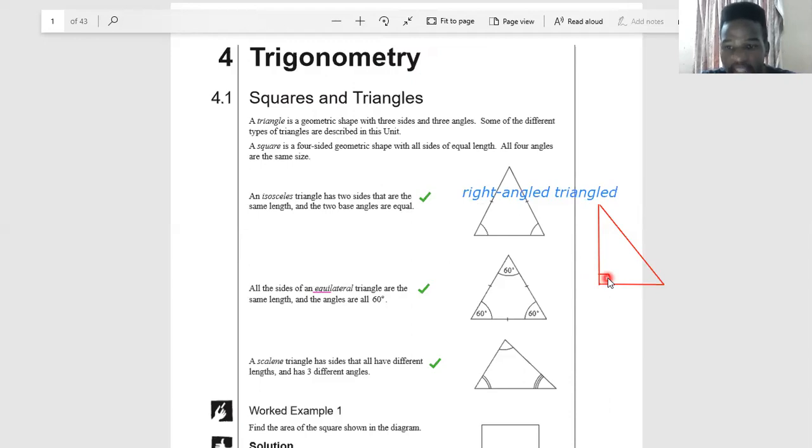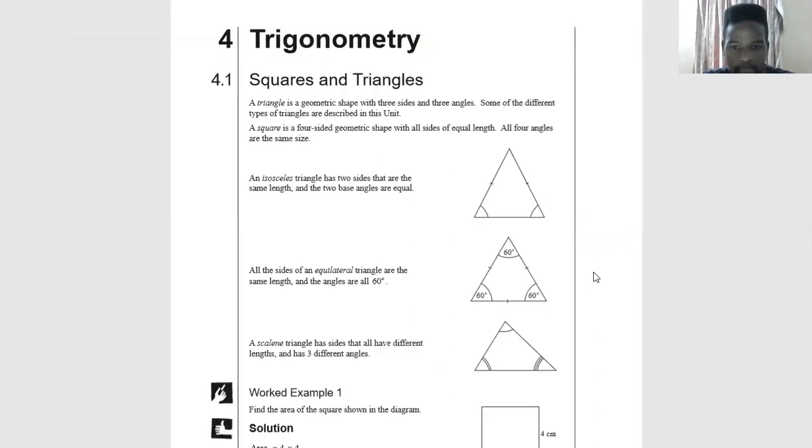So trigonometry will apply on this triangle here. I didn't name it here because I'll put much focus on it later on. So without wasting any time, guys, let's carry on. So this is pretty easy. By now you understand the 3 types of triangles.